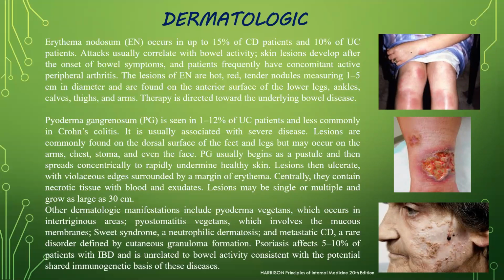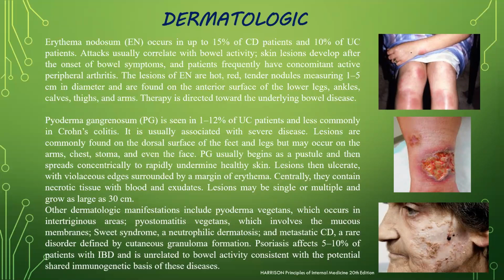Lesions then ulcerate with violaceous, undermined edges surrounded by a margin of erythema. The center contains necrotic tissue with blood and exudate. Lesions may be single or multiple and grow as large as 30 centimeters.